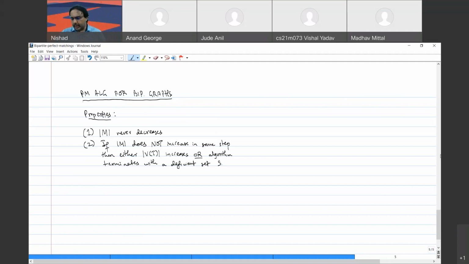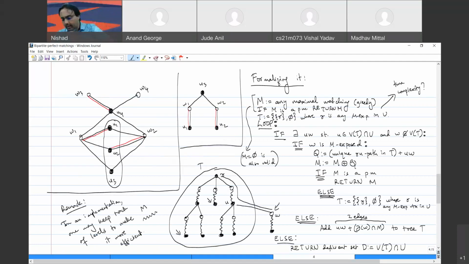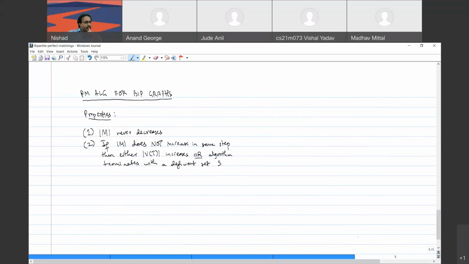In fact, I want to change the notation. I call the deficient set D, and I don't like it anymore. I'm going to call it S. Okay. All right. So those are the properties of the algorithm. And based on this, we can actually analyze the runtime, right? Does anybody see what it is?